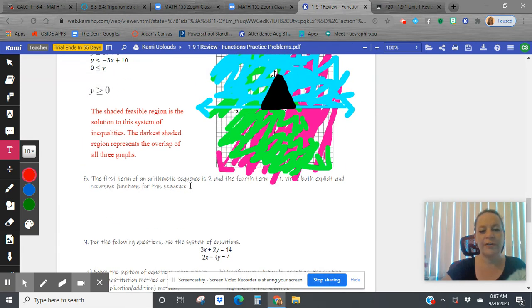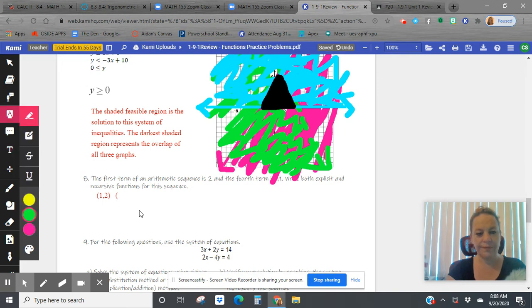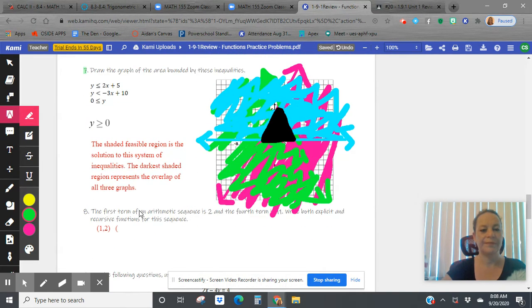The first term of an arithmetic sequence is 2, and the fourth term is 11. Write the explicit and recursive functions for this sequence. So the first term of a sequence is 2. We write that as (1, 2). The fourth term is 11. We write that as (4, 11).